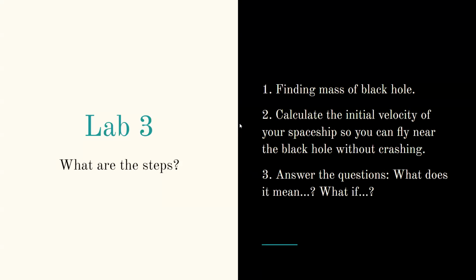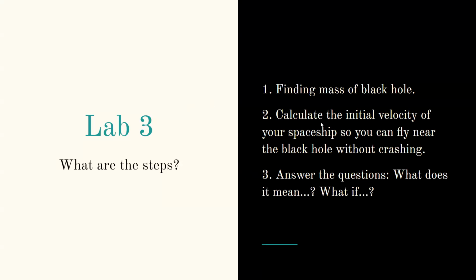So the steps for this lab basically consisted of 2 parts, along with answering some questions. For part 1, the purpose was basically just to find the mass of a black hole using a computational model, in which the system was the star and the surroundings were the black hole along with space.